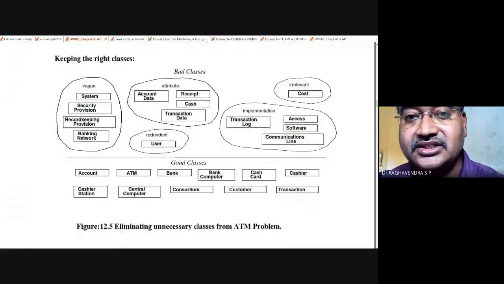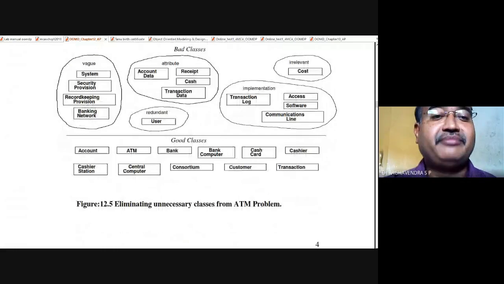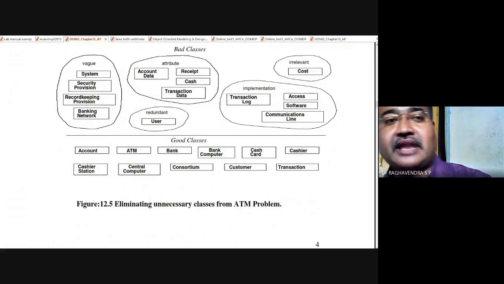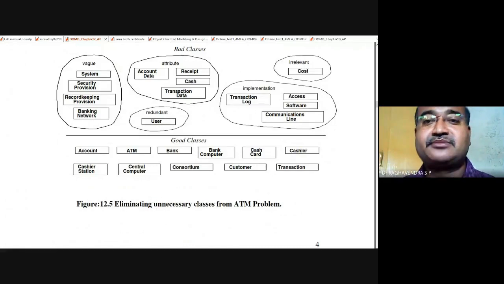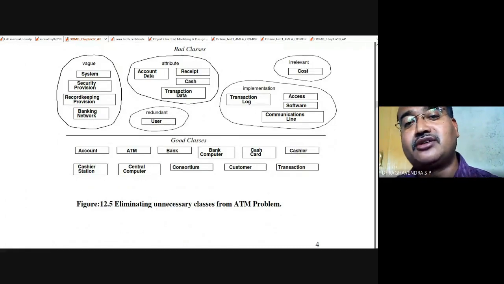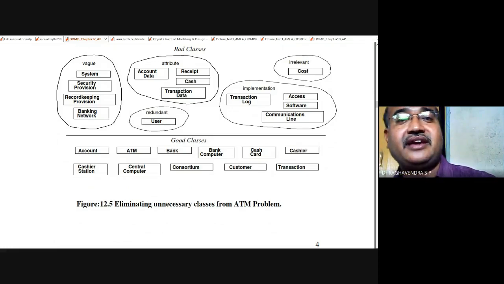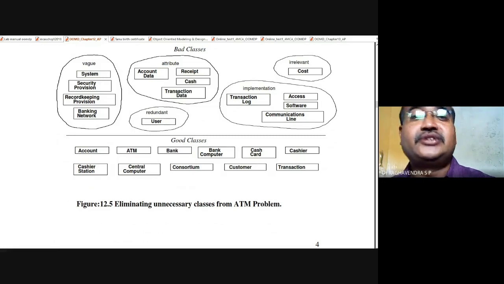Okay, so please be careful, you may get a question in the examination. Define a domain class model, explain the concept of ATM case study and identify the good classes. They can ask like this. So it is a 10 marks question.